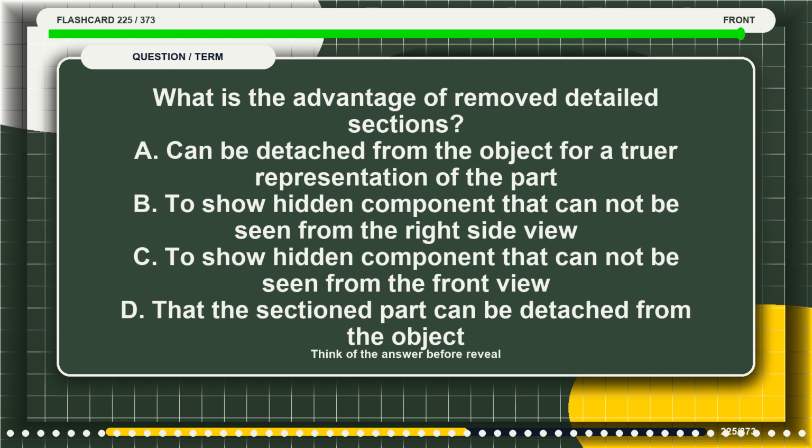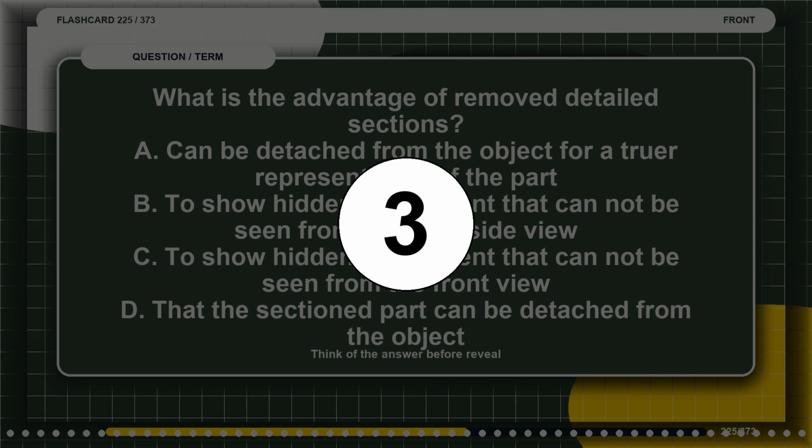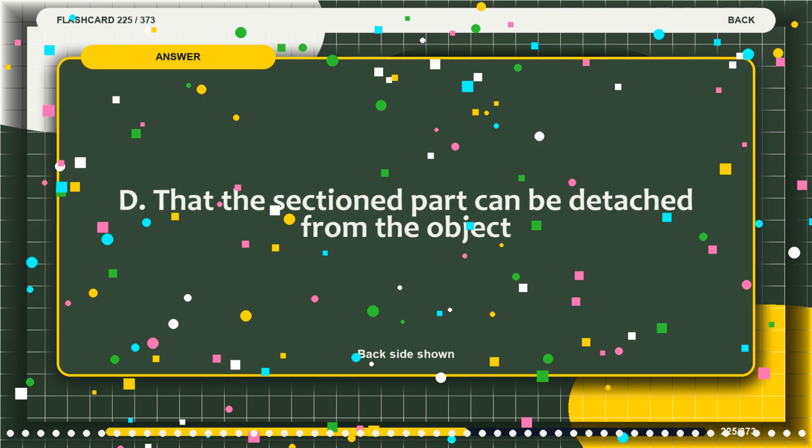Flashcard 225. What is the advantage of remove detailed sections? A. Can be detached from the object for a truer representation of the part. B. To show hidden component that cannot be seen from the right side view. C. To show hidden component that cannot be seen from the front view. D. That the section part can be detached from the object. Think of the answer before the reveal. The answer is D. That the section part can be detached from the object.